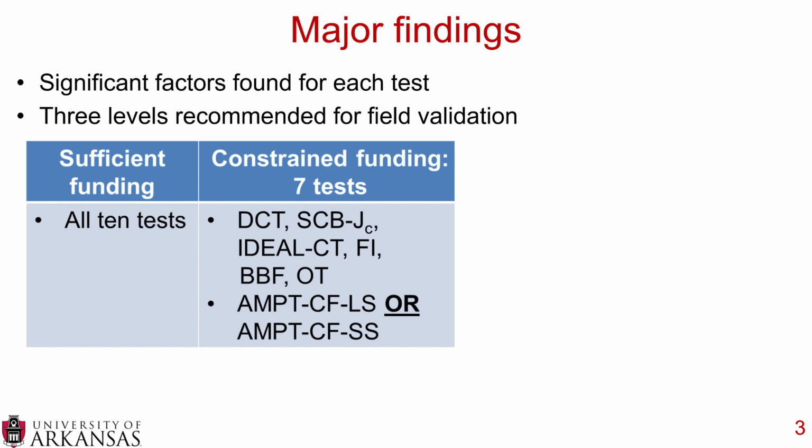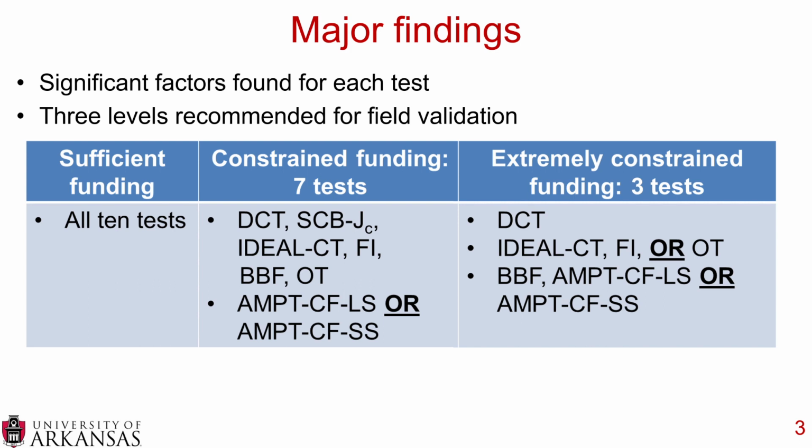If there is sufficient funding, all 10 tests should be evaluated. That's always a good academic finding. But if there is constrained funding, they recommended 7 tests, including the DCT, the SCB J sub C, ideal CT, the flexibility index, bending beam fatigue, and overlay tester. But then either the AMPT CFLS or the AMPT CFSS. So not both of those, just one. So the 6 tests in the first bullet, and then 1 of the 2 tests in the second bullet.